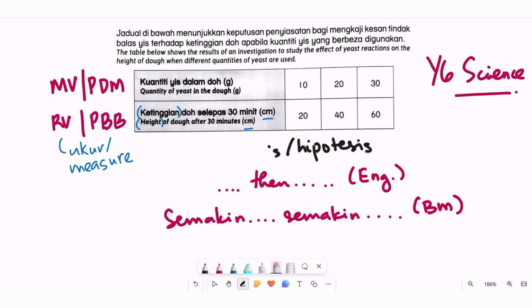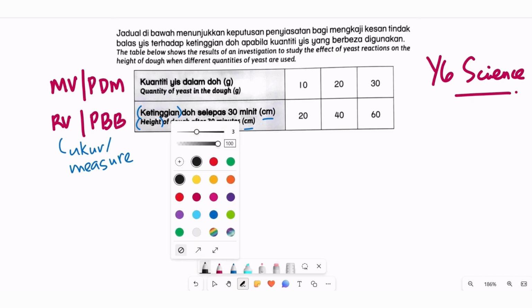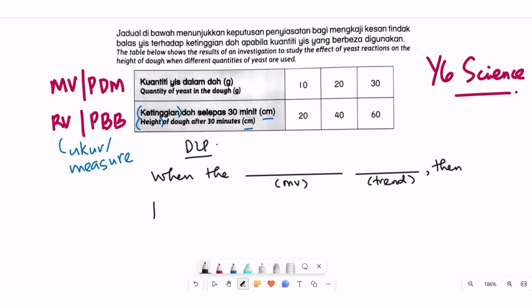Now we are going to write down the when and then statement, the sentence in English for DLP students. Look carefully. When the, here you're going to write your manipulated variable, and then here right beside you're going to write your trend. Then you're going to write your responding variable followed by the trend.